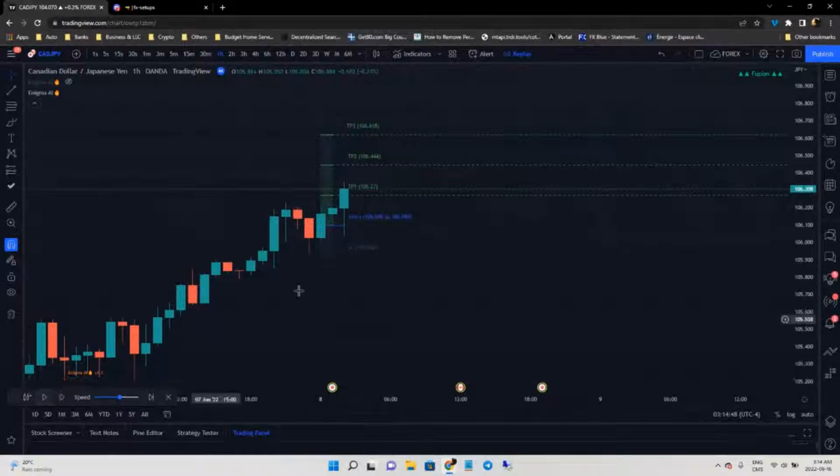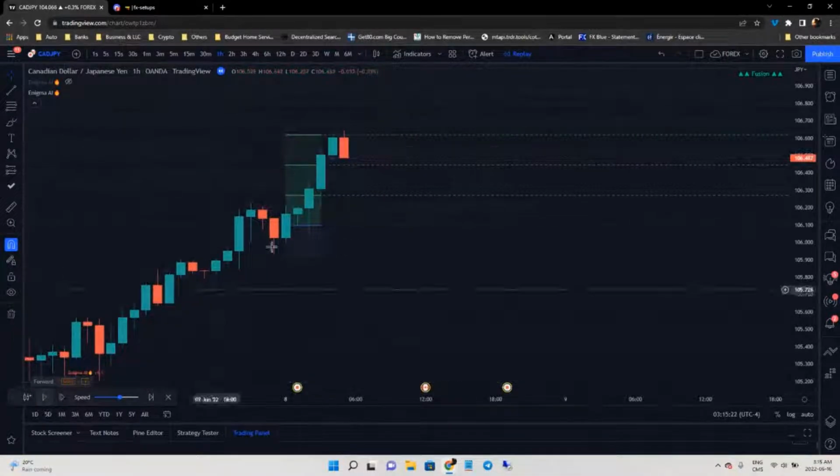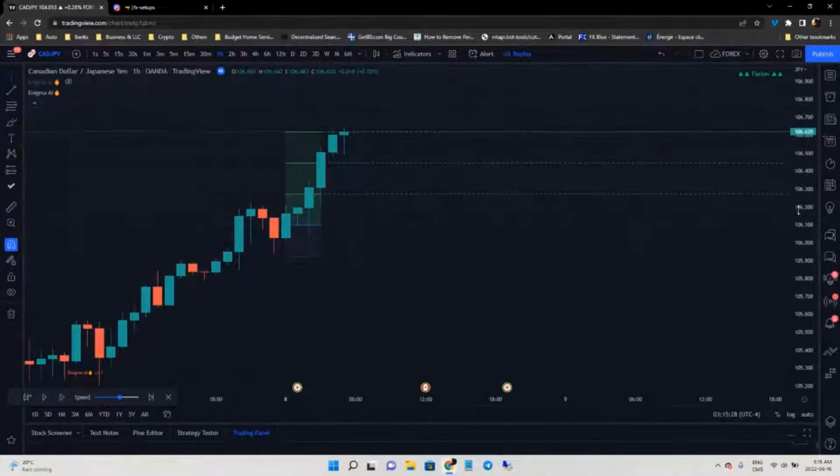So right there, it went to TP1. Okay, depending exactly on the spread of your broker, you may have entered in this candle or this candle, and as you could see, it really triggered the trade right there. Okay, so within 2 hours, you're already at TP1. Third hour, yeah, TP2. Fourth hour, TP3. Okay, so that was a good setup.